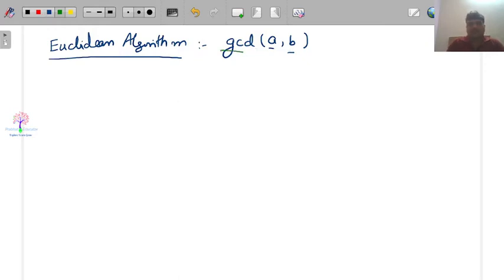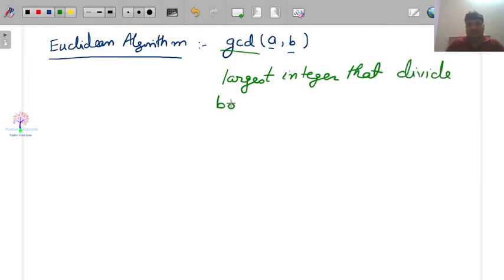So what is GCD? GCD is the largest integer that divides both the numbers. So what are the both numbers? A and B.